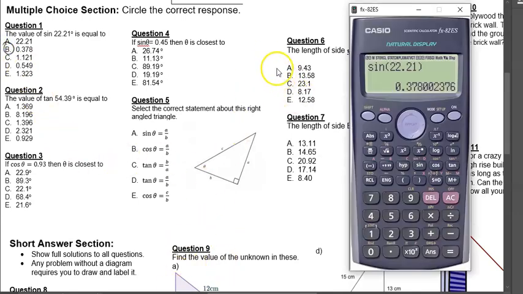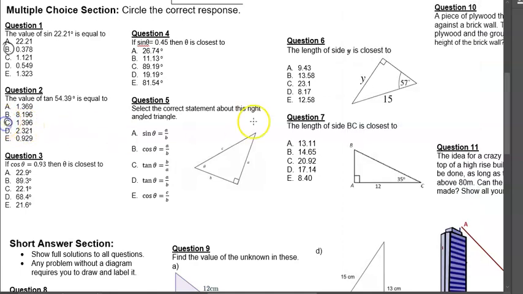Question 2, the value of tan 54.39, same process except we're using tan 54.39, 1.396. So 1.396 is C, not 1.369, it's 396. So this here is also C. Oh, not also C, B and then C, sorry.